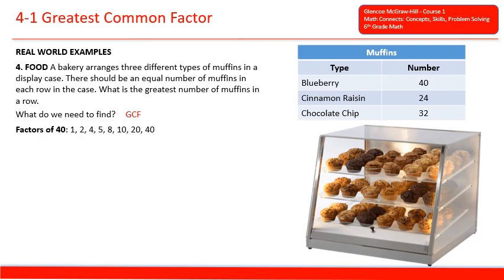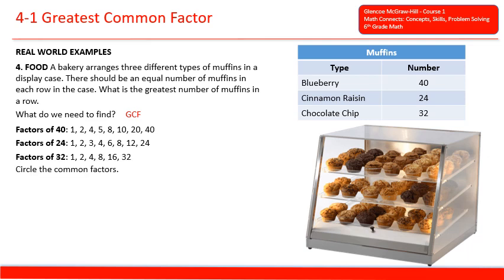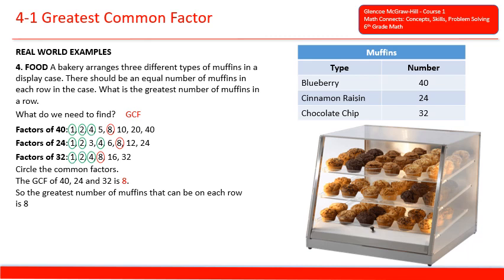And the factors of 40. There's the factors of 24. And the factors of 32. So if we circle the common factors, we get 1, 2, 4, and 8. So the greatest common factor is 8. So the greatest number of muffins that can be on each row is 8.